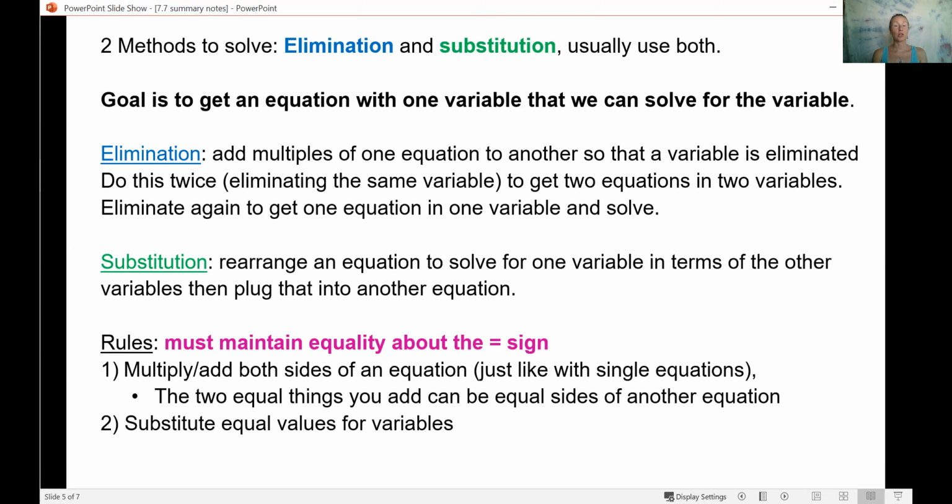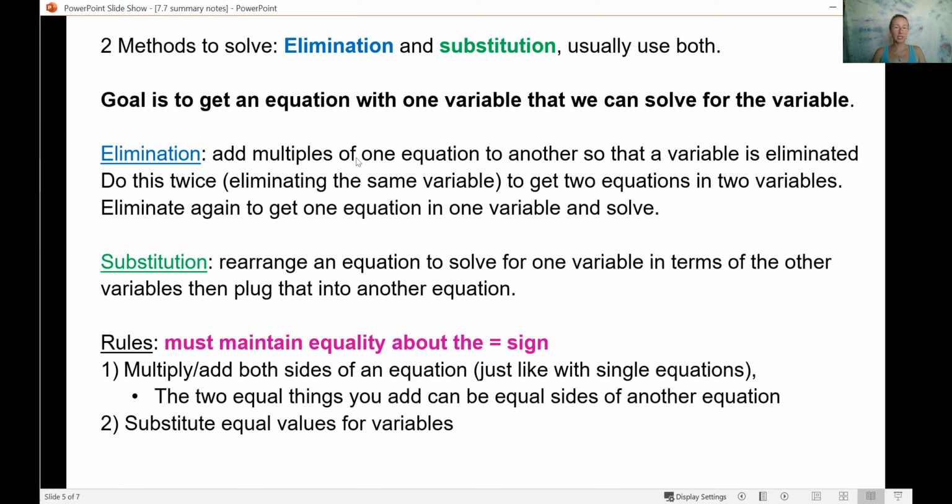Really, when we are doing either of these methods, our goal is to get rid of variables and create new equations that just have a single variable. Once we have one equation with a single variable, we can solve that equation and actually get a numerical value for that variable. Once we get a numerical value for one variable, then it becomes easier and easier to solve for the other two variables.